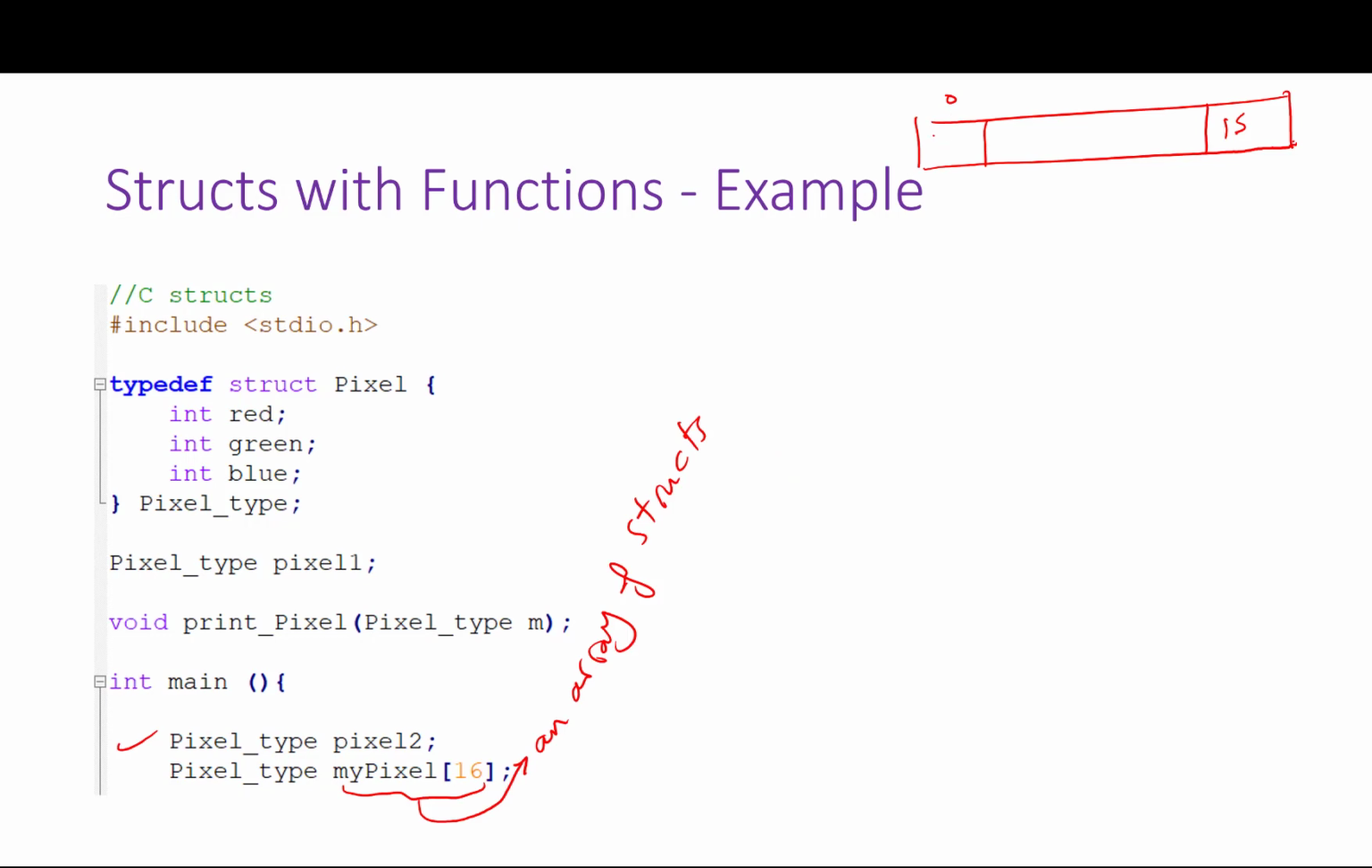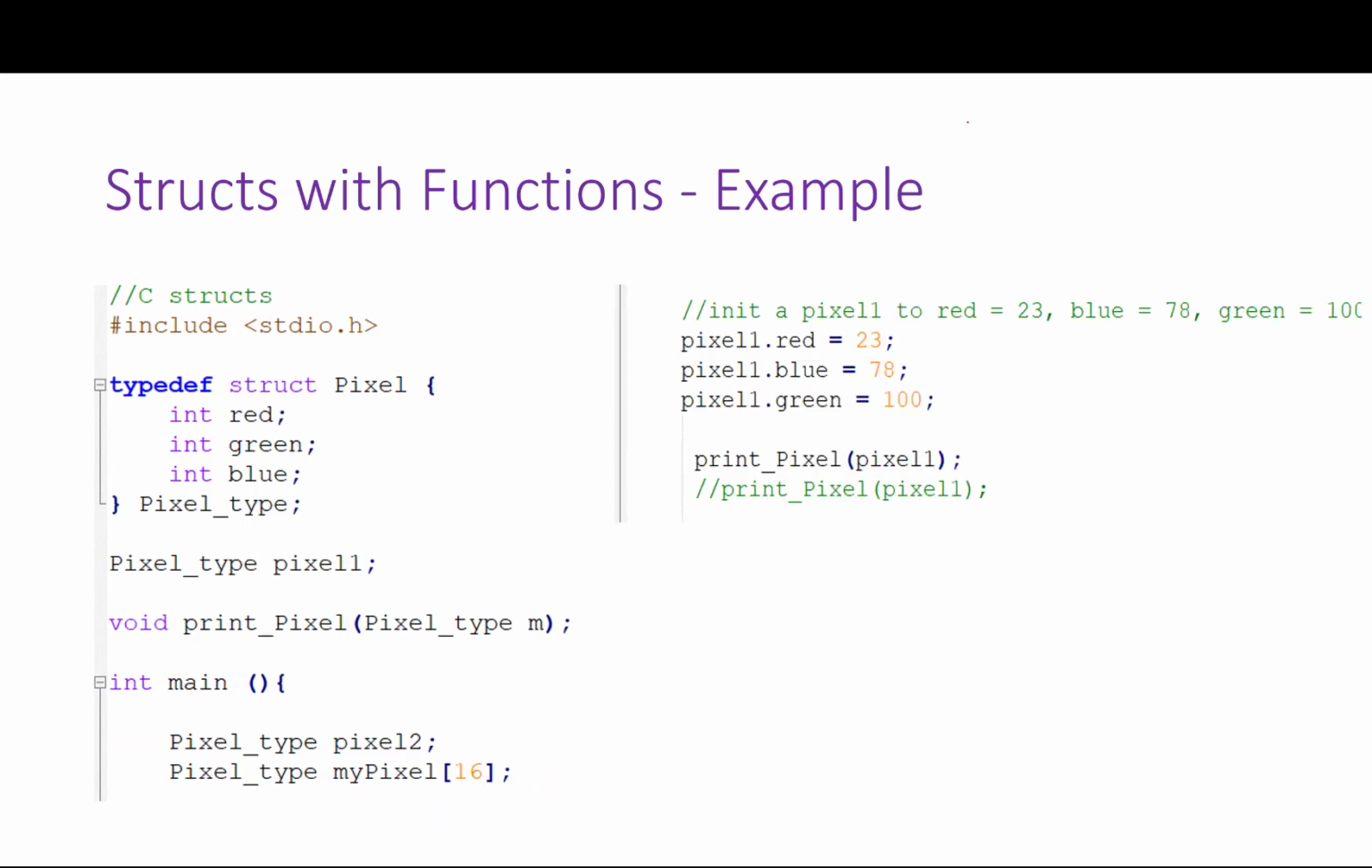And inside each one you will find that you will have 3 members, which are red, green, and blue, okay? So here I have an array, and now let's try to see how to initialize each one of them. So starting here, initializing pixel1, okay? So here pixel1.red, if you remember, if I want to assign or get a value from the member, I have to write the name of the struct variable and then dot and then the member, right? So here I have pixel1 dot red equals 23, pixel1 dot blue equals 78, pixel1 dot green equals 100, and finally printing it.